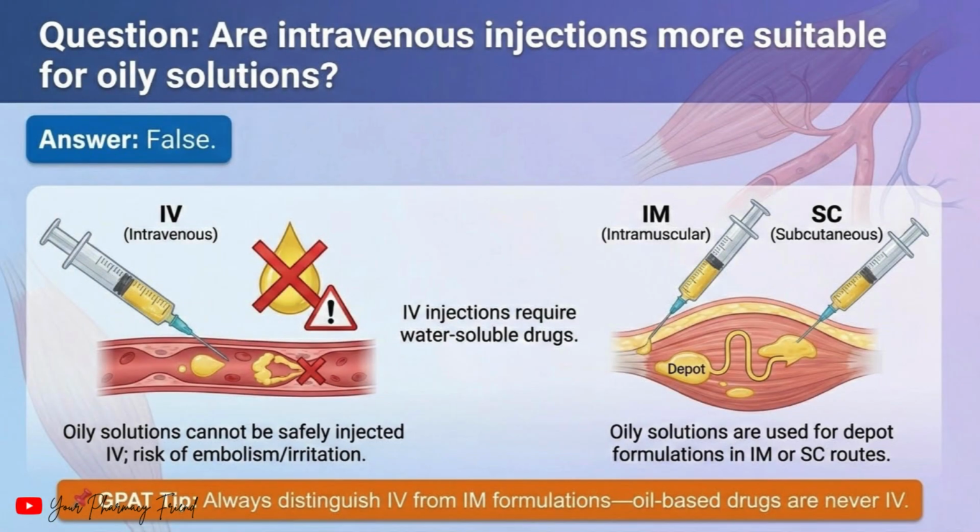Are intravenous injections more suitable for oily solutions? False. Intravenous injections are not suitable for oily solutions. IV administration requires water-soluble drugs to avoid vascular irritation or embolism. Oily formulations are typically used in intramuscular or subcutaneous injections for depot preparations, not for intravenous use.